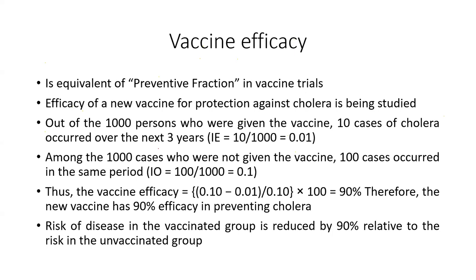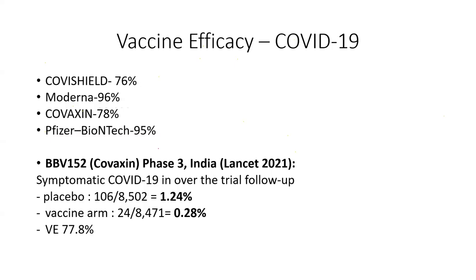It means that, as Siva rightly said, the risk of disease in the vaccinated group is reduced by 90%, yes, but relative to the risk in the unvaccinated group. So this is something which you need to understand. There is a baseline risk in the unvaccinated group. Compared to that, the risk in the vaccinated group is reduced by 90%. It is not that 90% of individuals who have been vaccinated are protected against the disease. So we need to clarify this misconception.